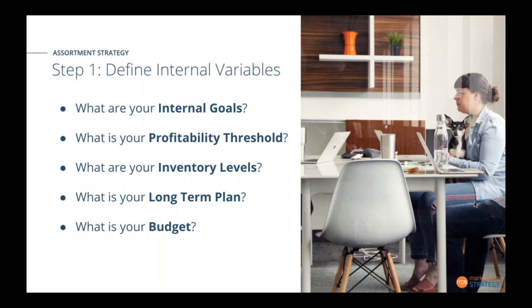So if we were to look at the accelerate strategy, you're probably going to be focusing on your top performers. So what are your goals for those top performers? Or if you're going for more of a liquidation strategy, understanding what the timeline for liquidation is, what the total number of units that need to be moved through is, different things like that. So starting this exercise with understanding those goals is a really good way to begin the process of understanding your assortment strategy.